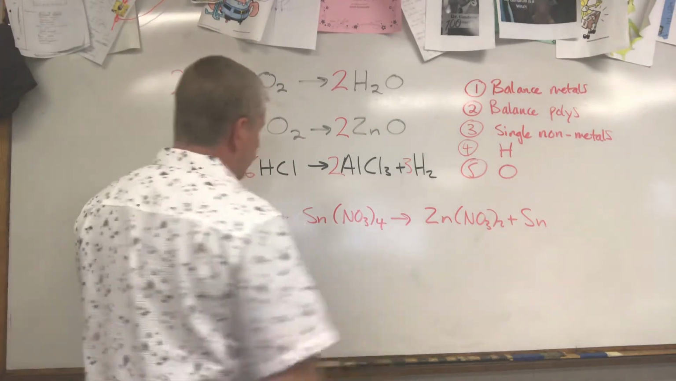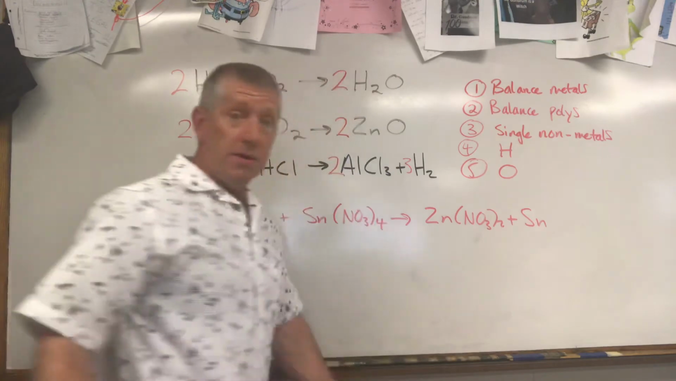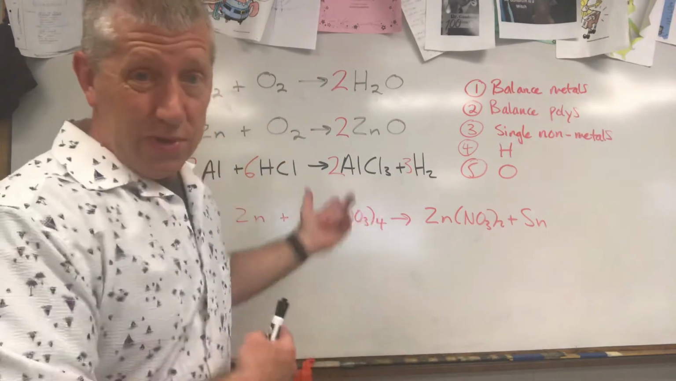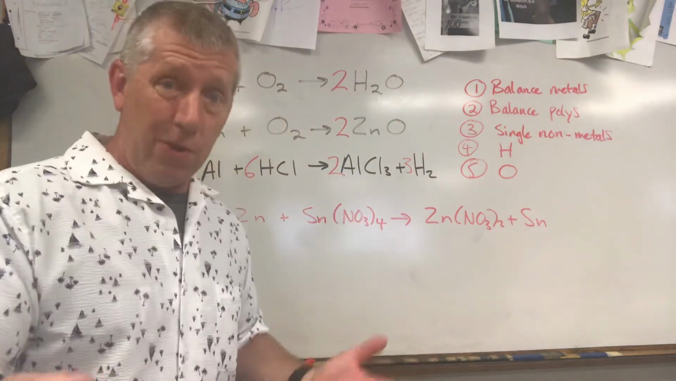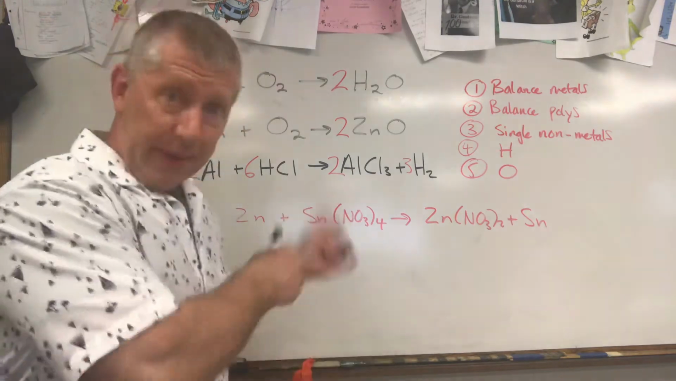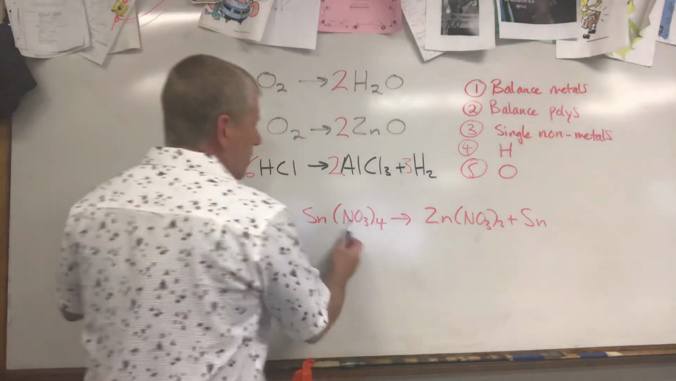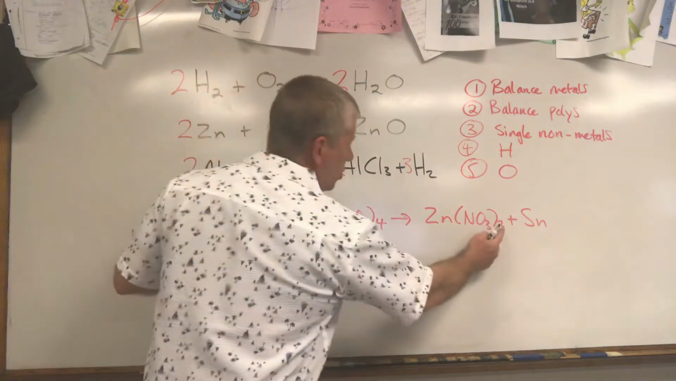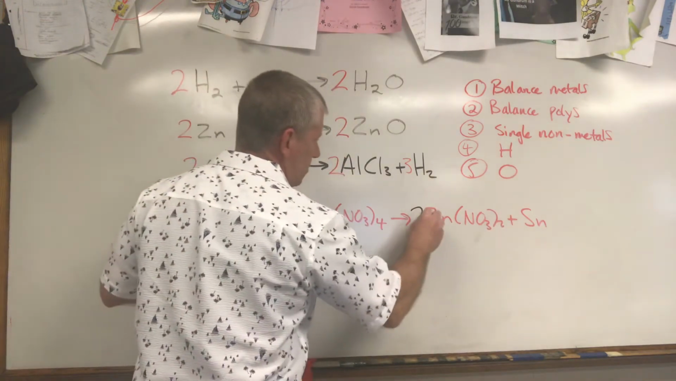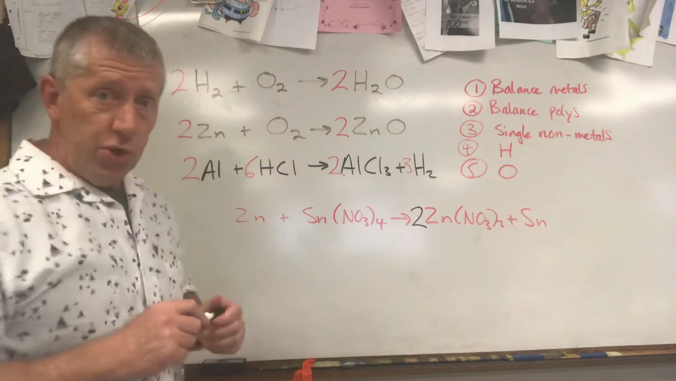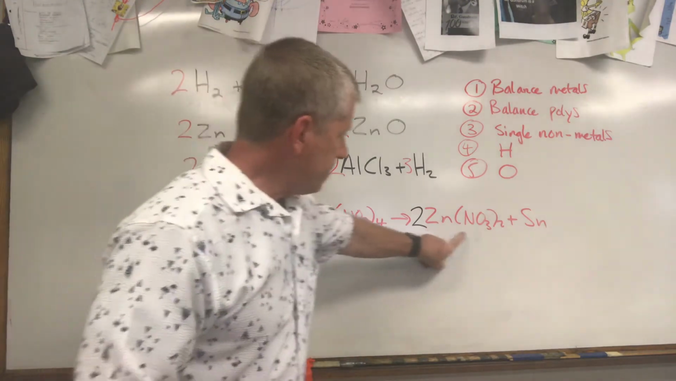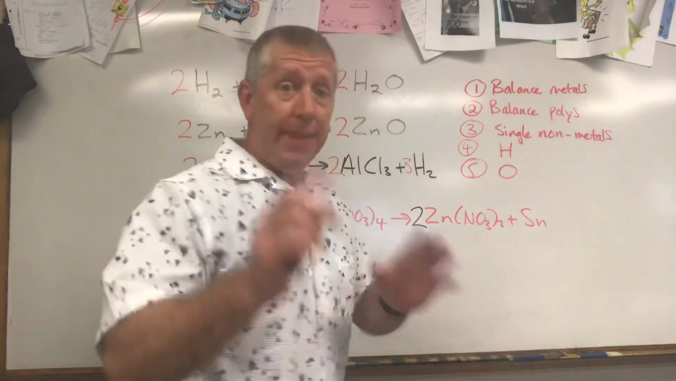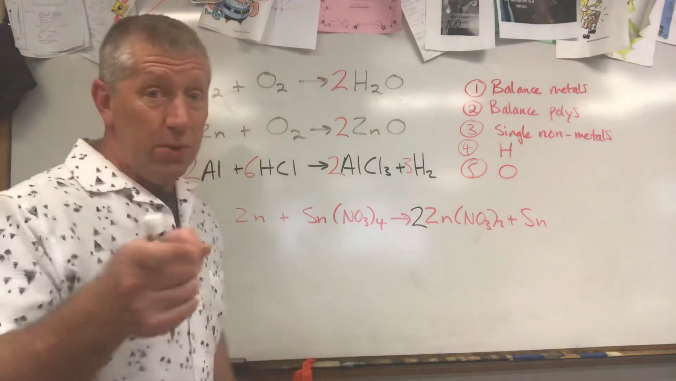Zinc is balanced. Tin is balanced. So far, it's easy. I mean, it's very much like the one I was just doing, but like I thought it was going to turn out, the nitrate's not balanced. And this one's not. So 4 nitrates, 2 nitrates, what do you do? 2 nitrates and 4 nitrates. Multiply this one by 2. That gives you 2 times 2 is 4 nitrates. That's balanced.